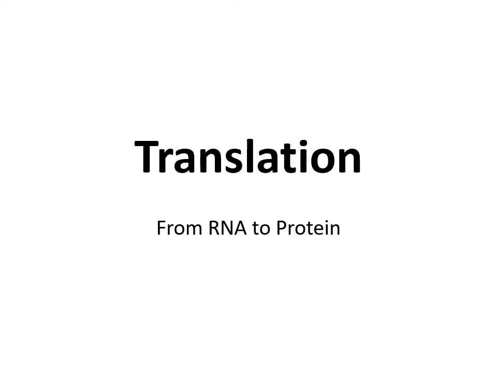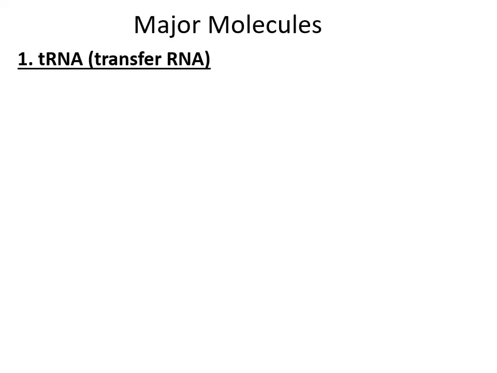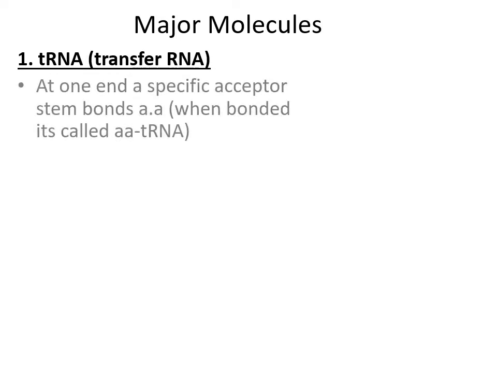Translation going from the RNA to the protein. So the major molecules that are involved in this particular process are the tRNAs, the transfer RNAs that are getting the amino acids. One end is going to bond to the amino acid, so I'm putting A in here for short form for amino acids, and when it's bonded we call it an amino acid tRNA.